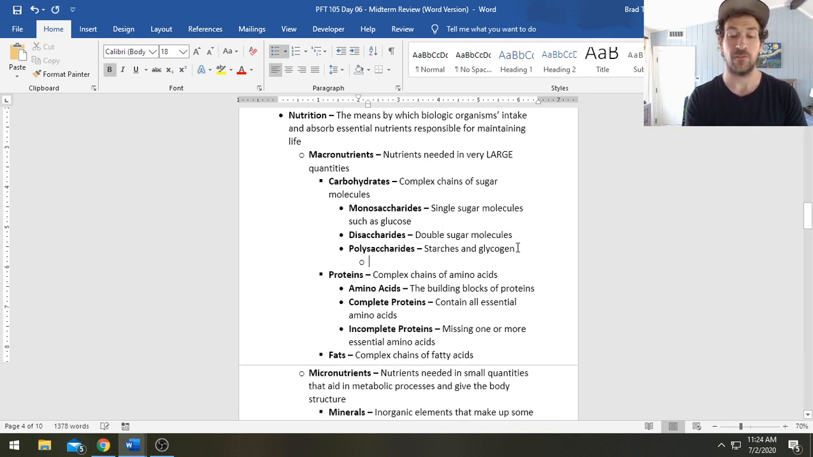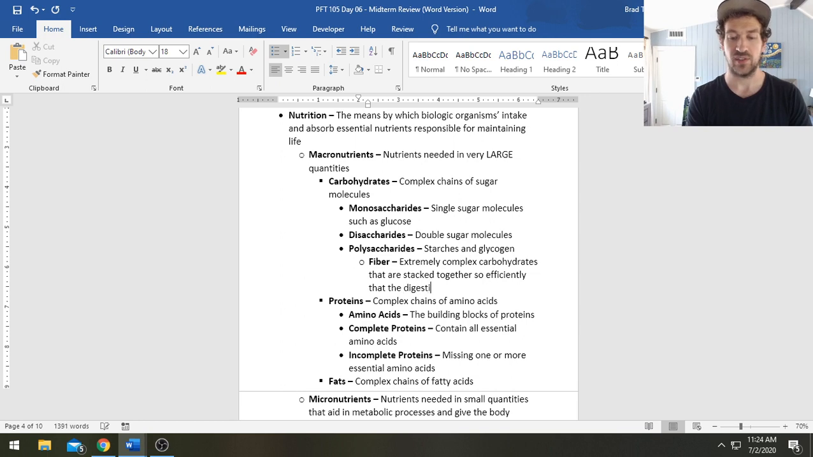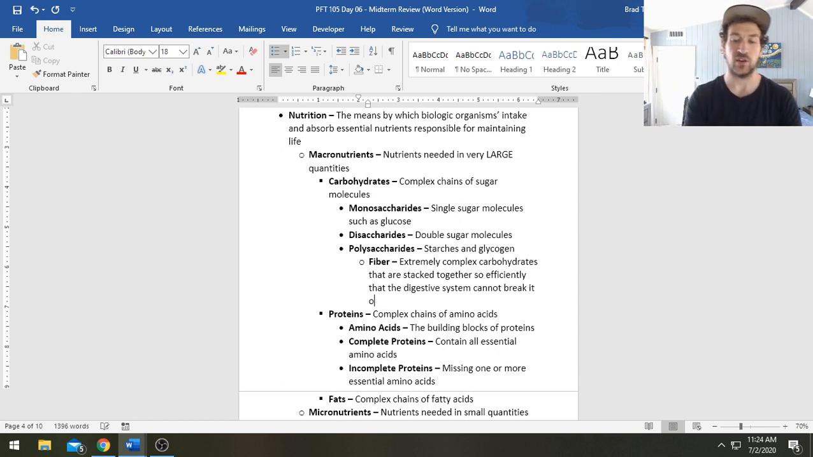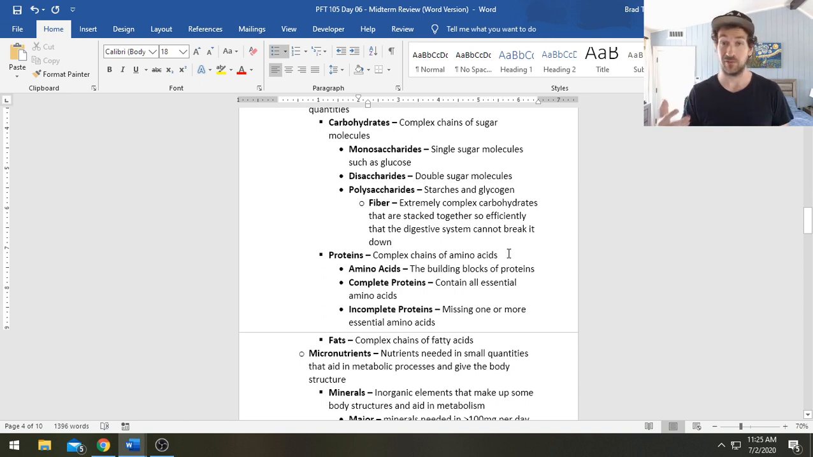We're also going to see fiber in here, which is extremely complex carbohydrates that are stacked together so efficiently that the digestive system cannot break it down. And so your fiber is actually something like cellulose, and that's such a complex carbohydrate, and it's stacked together so well that we can't even digest it. And that's a good thing, because anytime we eat something that doesn't get broken down very effectively, fiber is going to work its way through the digestive system and grab onto any of that and help us make an exit out of the body.